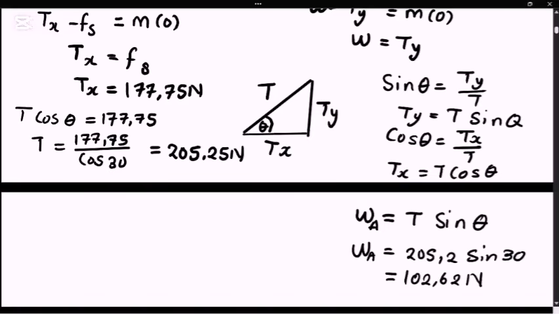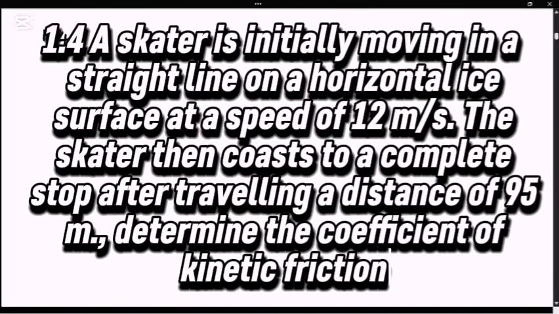So let's move to the next question. 1.4. A skater is initially moving in a straight line on a horizontal ice surface at a speed of 12 meters per second. The skater then coasted to a complete stop after traveling a distance of 95 meters. Determine the coefficient of kinetic friction for 6 marks.